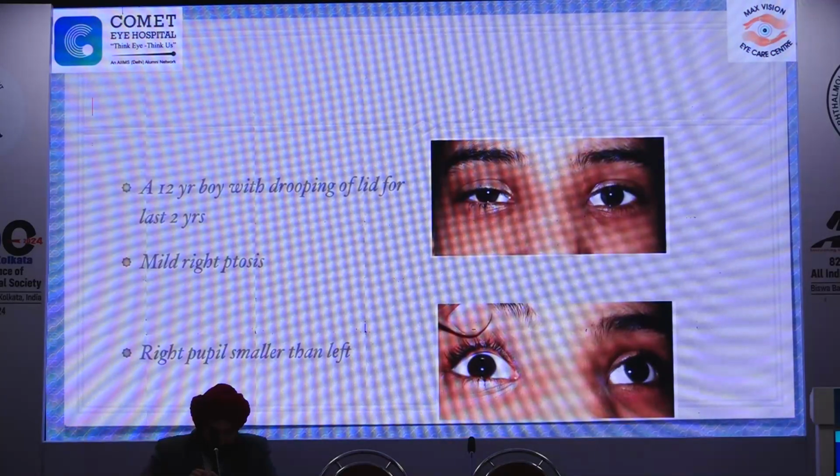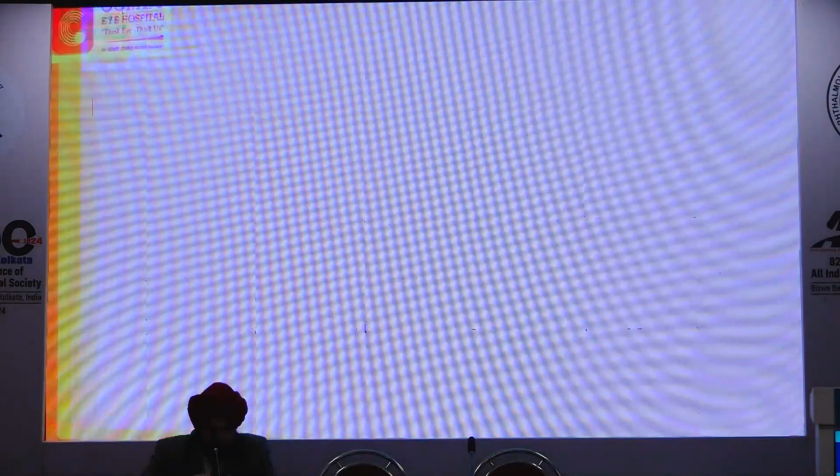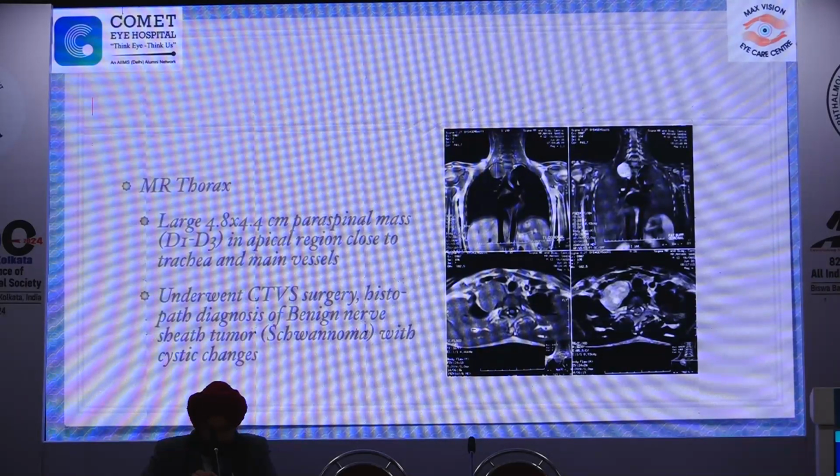Now this is a case of a 12-year-old boy with drooping of the lids and right eye mild ptosis. We can see that the right eye pupil is smaller as compared to the left eye. The patient was diagnosed as Horner syndrome, and this is the MRI thorax. Here we can see a large paraspinal mass, which turns out to be a schwannoma. The patient underwent surgery for the same.